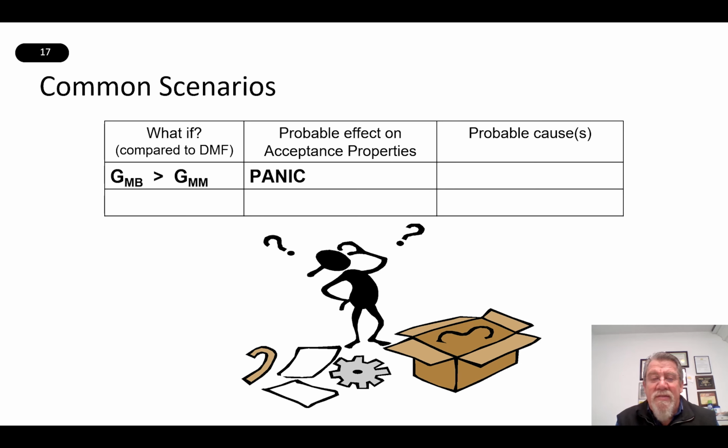And the last scenario is, what if your GMB, your compacted pills, are greater than your loose mix, your GMM? Probable cause? Well, it's time to panic. Most likely it's a test error. So in this particular case, just go back, get another sample, and run your GMBs and your GMM again to verify the results of that mix.